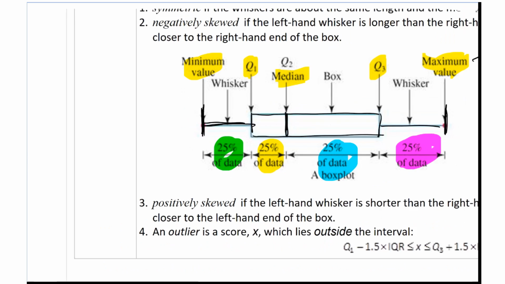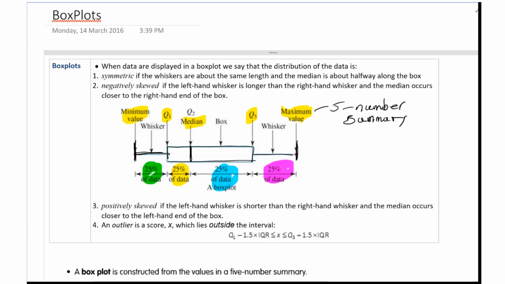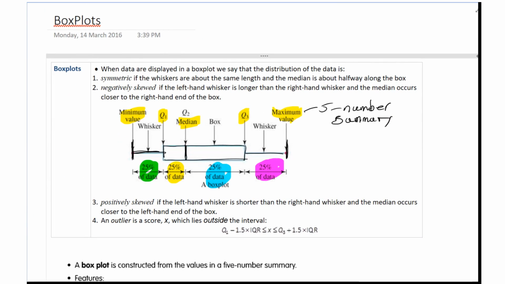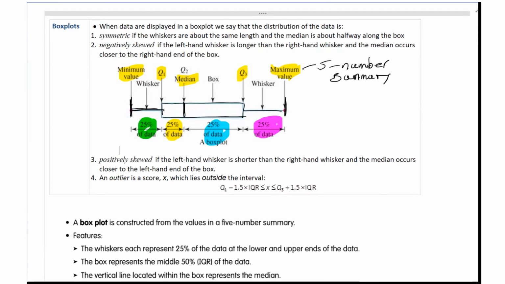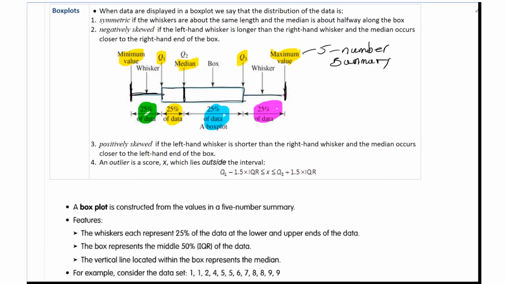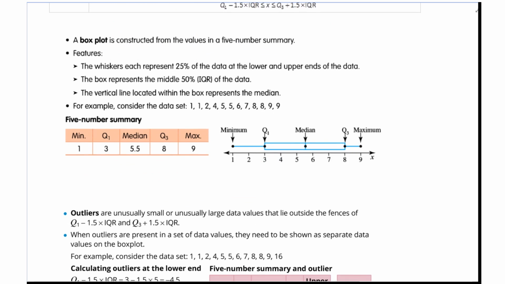I know this is just talking about the distribution in this top bit. It's about symmetric. We'll go through that in a little bit. Symmetric is basically if it looks symmetric there. Negatively skewed is if the box plot is more to the right, and positively skewed is if the main box part is to your left. But we'll go into a bit more detail on that in a little bit.